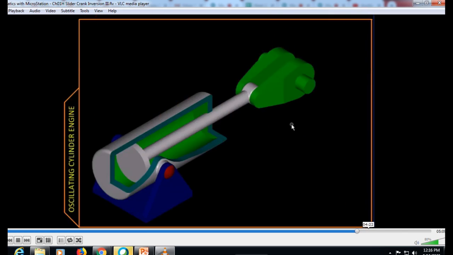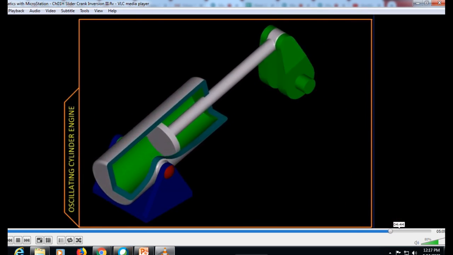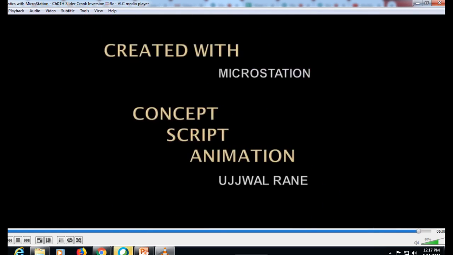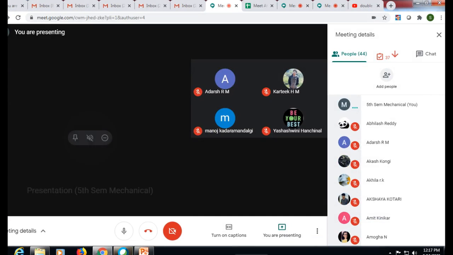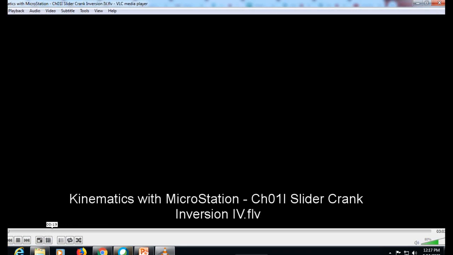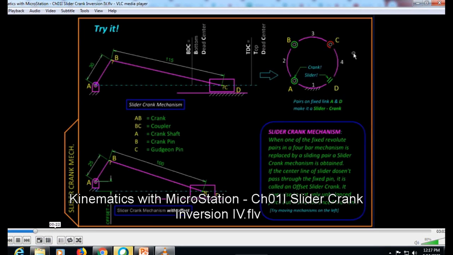Let us now go to inversion number 3. Here we have to oscillate. This is used for some of the practical applications. Okay, so you saw some basic concepts regarding different inversions. So let us see one last one.